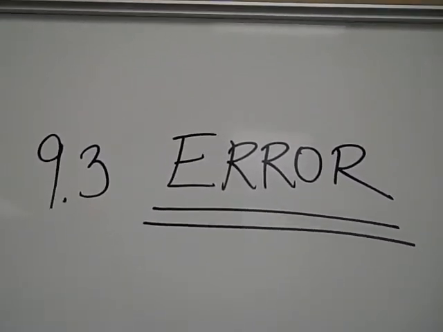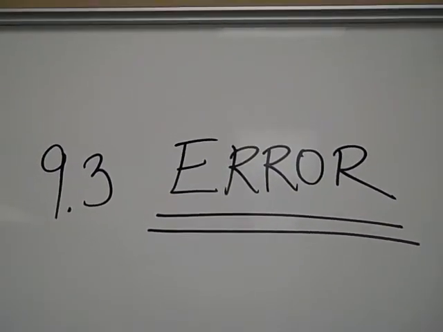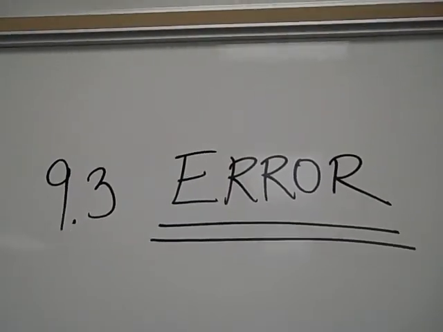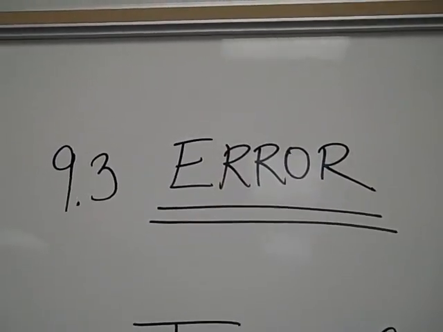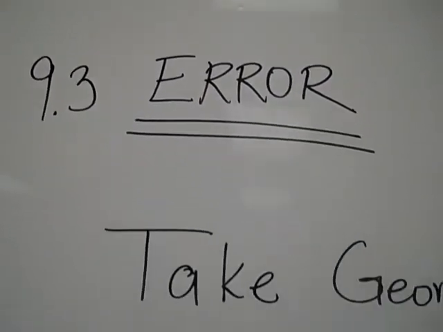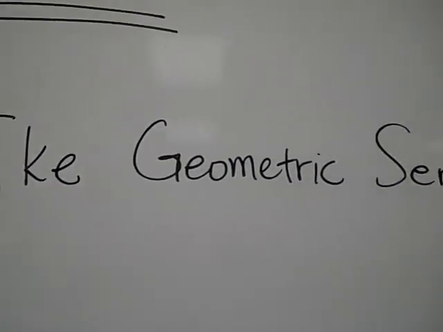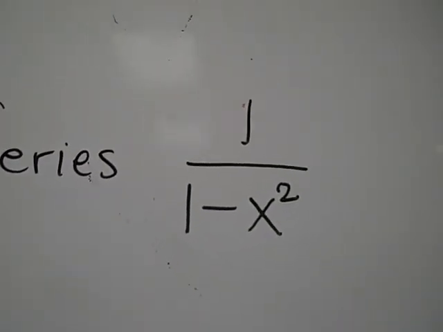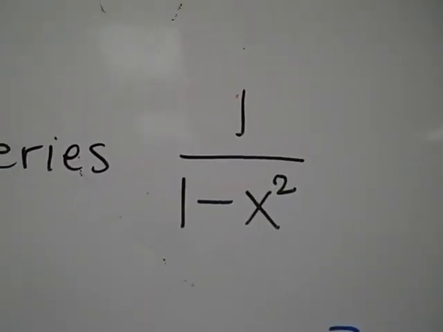So this is section 9.3. It's called error because we're going to try to quantify the amount of error that a series has if you only give it a limited amount of terms. So we're going to start with a geometric series. We're going to take the geometric series 1 over 1 minus x squared, and let's look at that series.